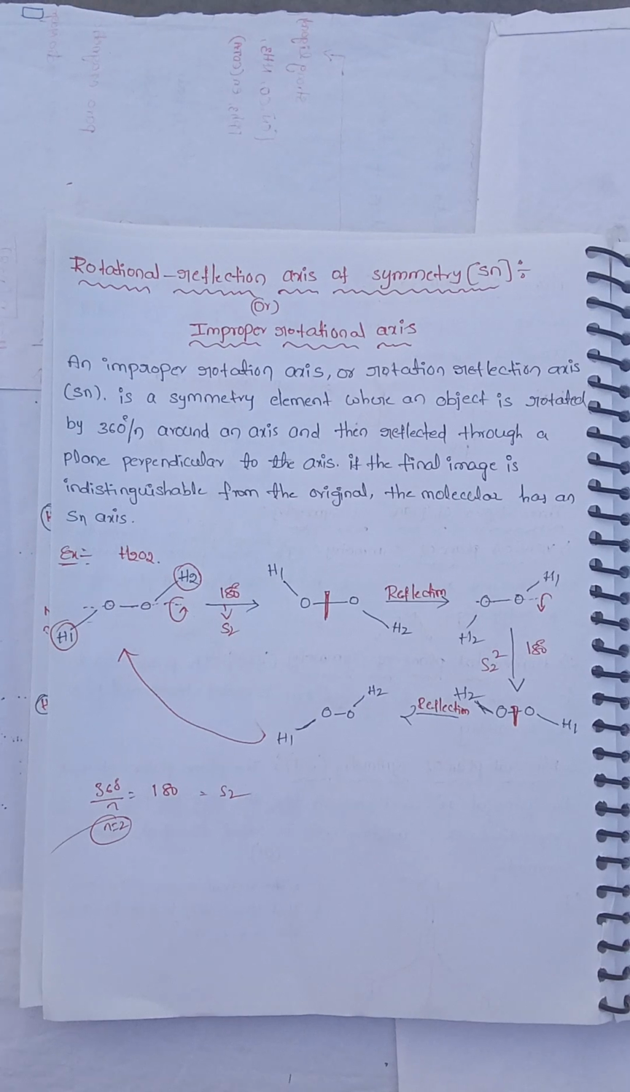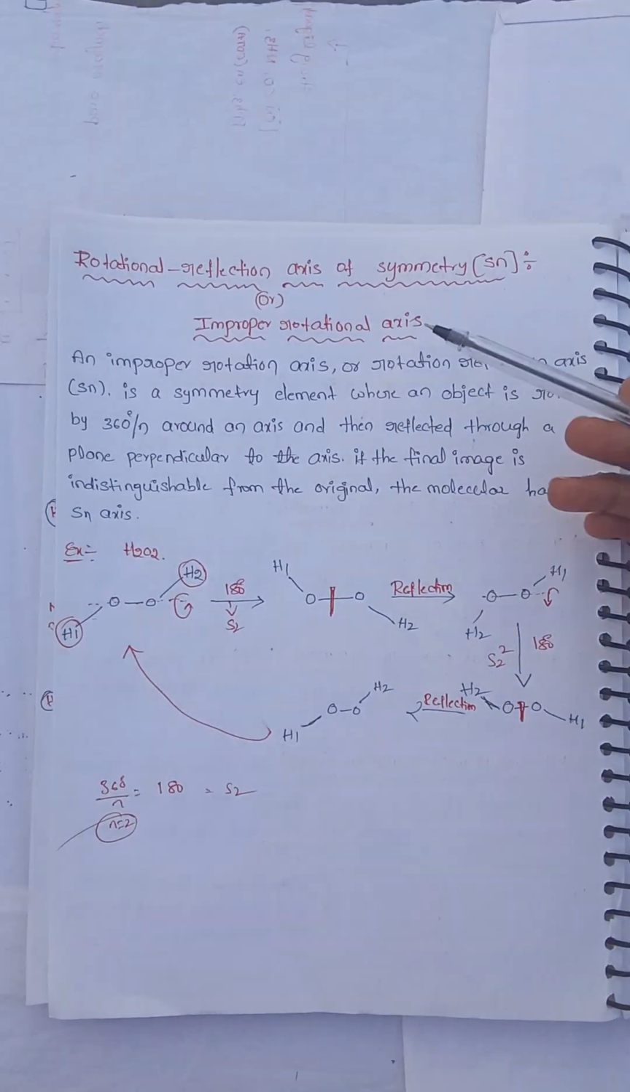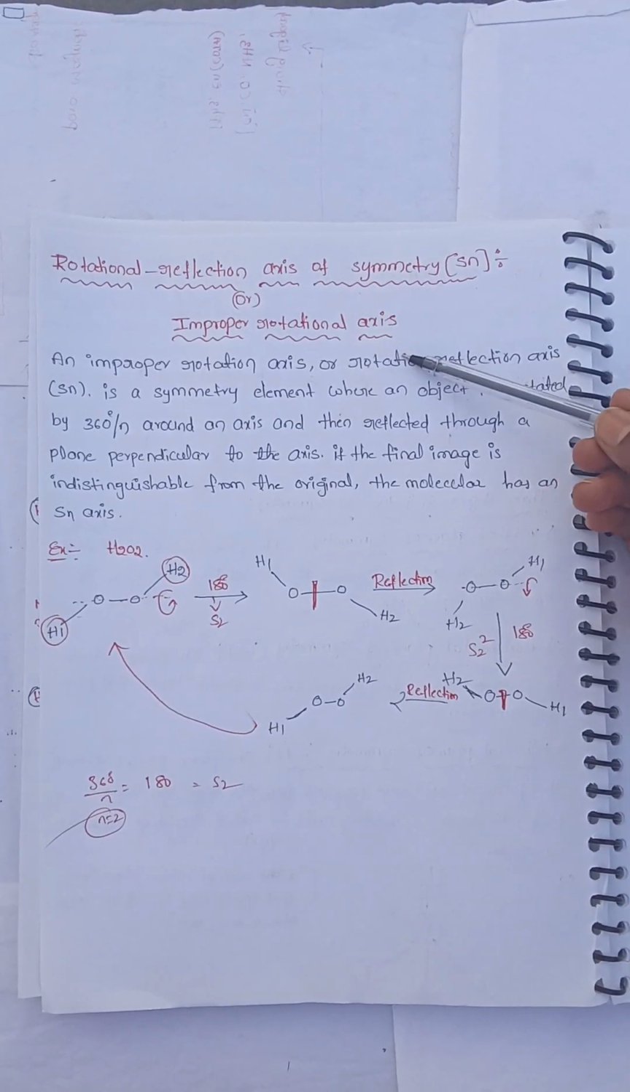Important topic for BSc and MSc students. So, continuation topic: rotational reflection axis of symmetry, or improper rotational axis.